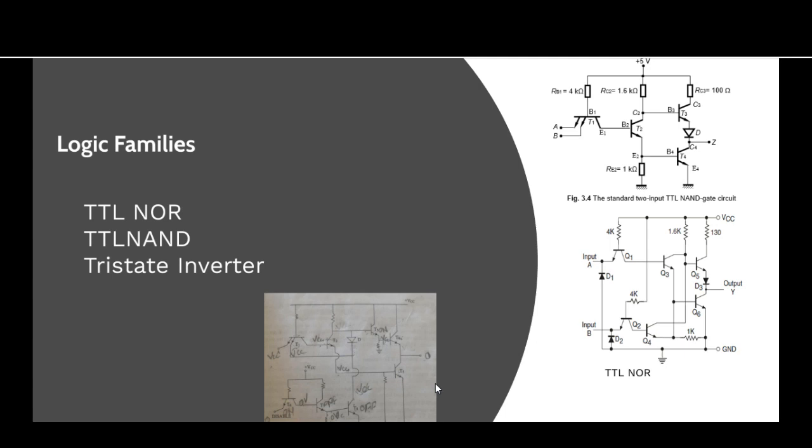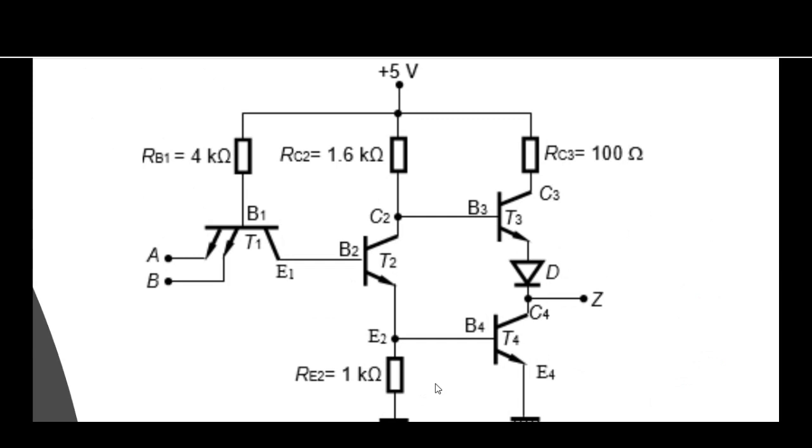TTL NAND gate. TTL NAND gate has several features. First, TTL NAND gate has multi-emitter transistor T1. Transistor T2 acts like a phase splitter. Transistors T3 and T4 form a totem pole connection. We will see the working of the circuit.